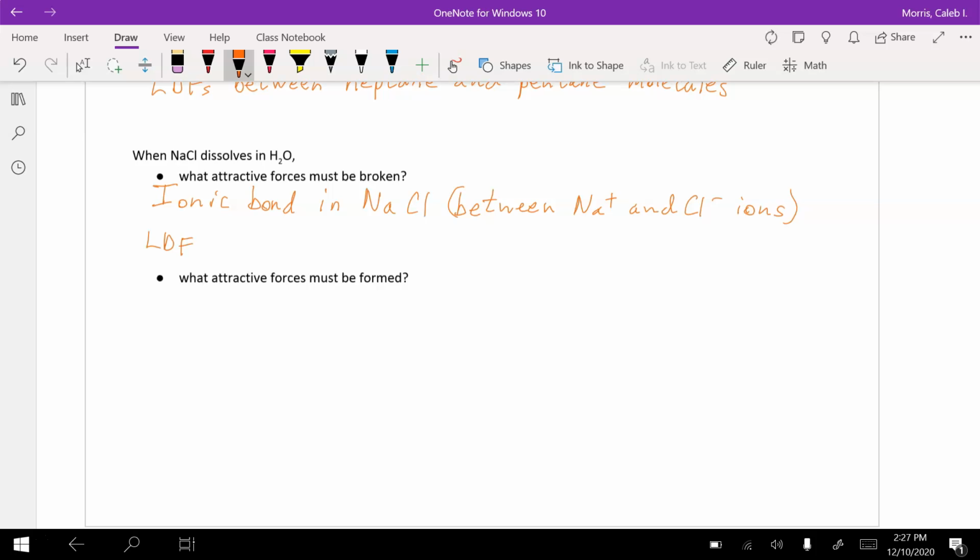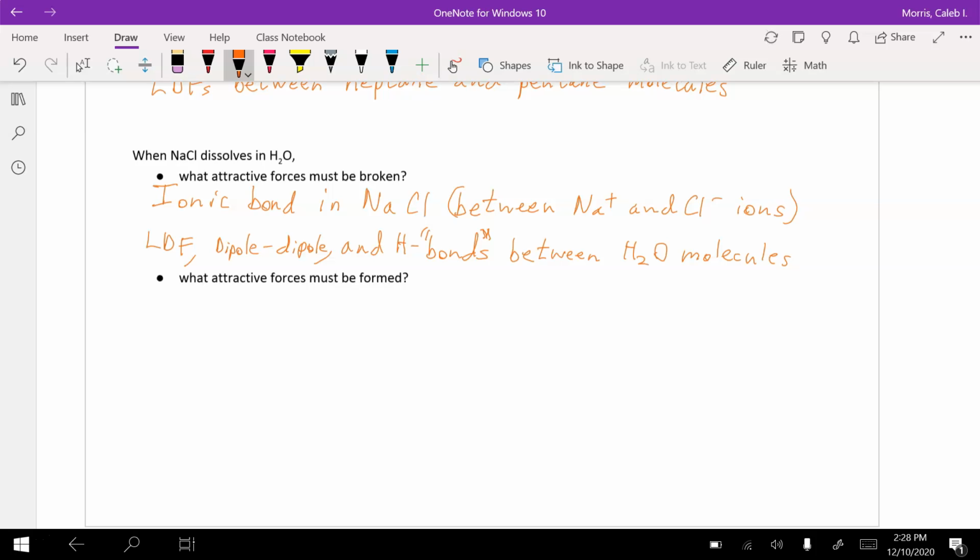The other attractive force that has to be broken is London dispersion forces, dipole-dipole forces, and hydrogen bonds between water molecules. Remember, hydrogen bonds aren't actually real bonds, so I often put quotes around them. All right, and then what attractive forces must be formed? What are we going to be forming?